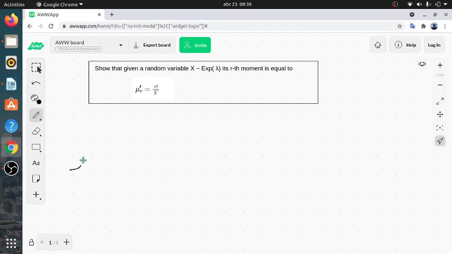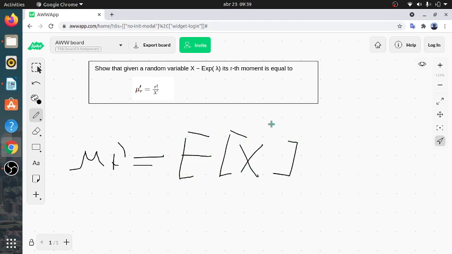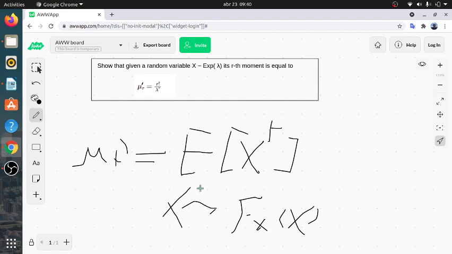If you remember the first case of the moment, we know that mu sub r prime equals the expected value of x. This x, remember, is the random variable distribution, which in our case was exponential. Okay, so having this first thing into account, let's continue.